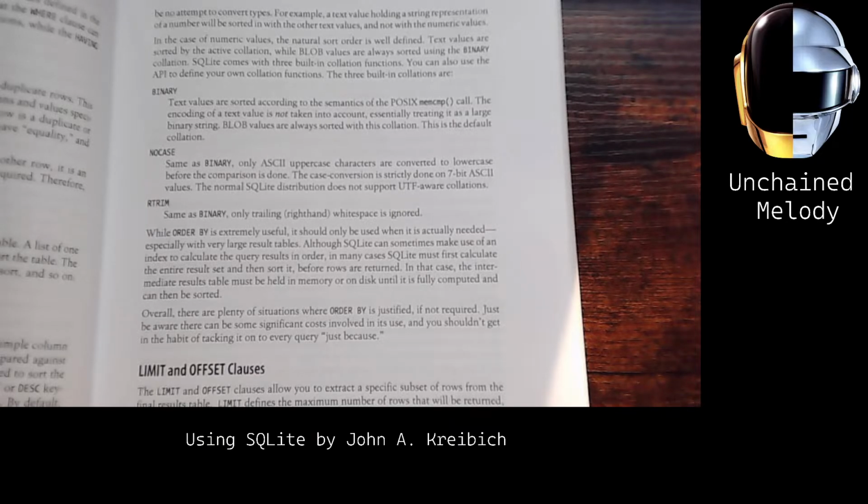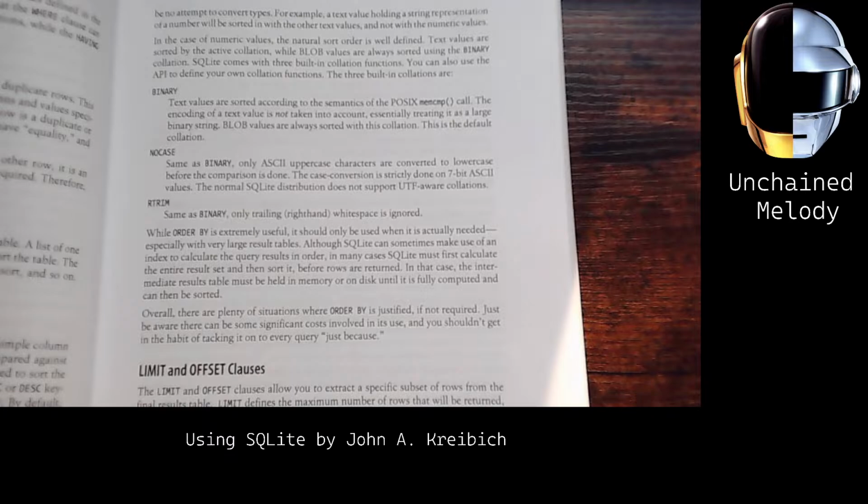NOCASE, same as binary, only ASCII uppercase characters are converted to lowercase before the comparison is done. The case conversion is strictly done on 7-bit ASCII values. The normal SQLite distribution does not support UTF-aware collations. RTRIM, same as binary, only trailing right-hand whitespace is ignored.